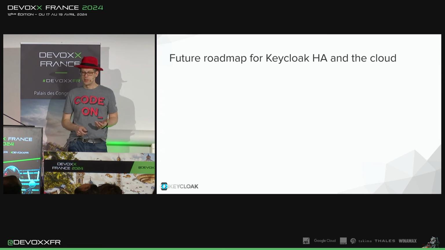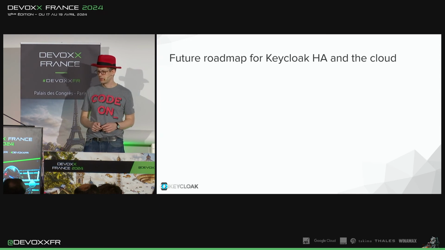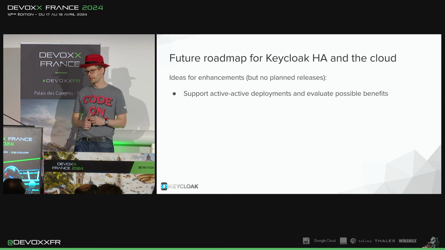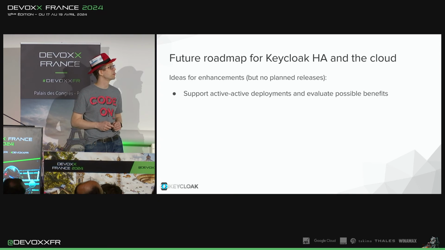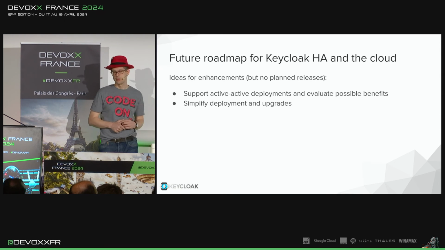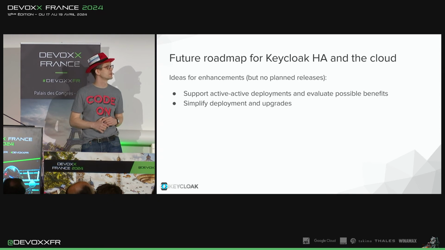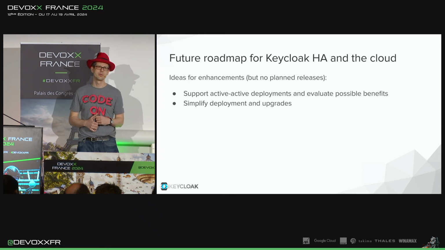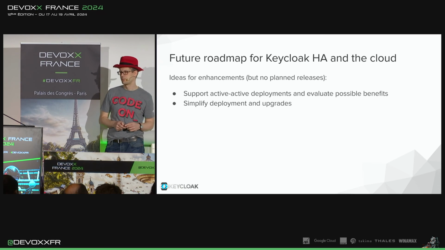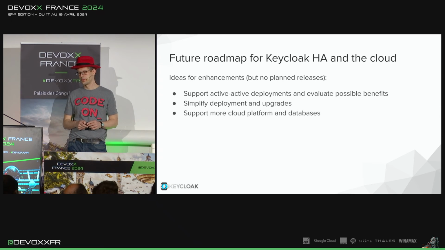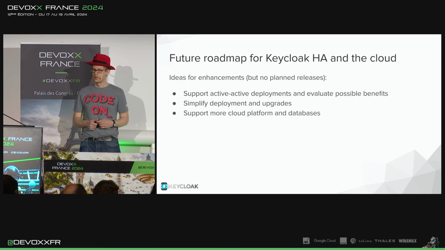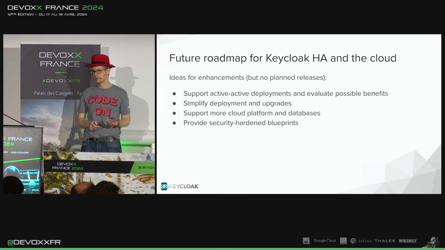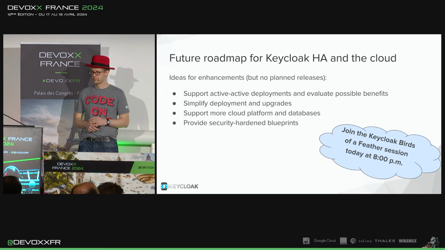The future roadmap of Keycloak, high availability in the cloud, or Keycloak in general: we have lots of ideas for enhancements. So we want to support active deployments and evaluate possible benefits. We want to simplify the deployment and upgrades. So you will have seen probably from Keycloak 23, where it was a preview, to Keycloak 24, where it was fully supported, we had lots of simplifications in the configuration, and we will continue that route. We're looking at other cloud databases and cloud vendors that we want to support in our blueprints. We want to also provide some hardened blueprints as well.